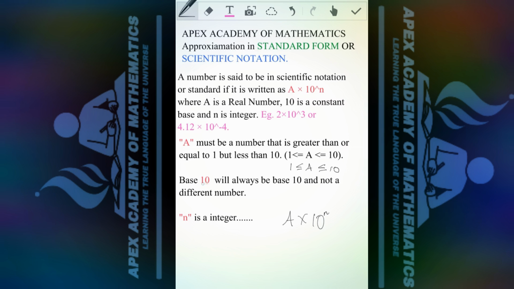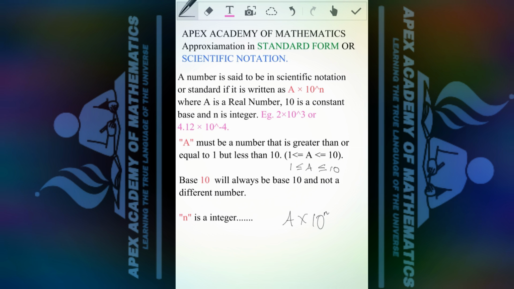All right, and here base 10 will always be base 10 and not a different number, not times 9, not times 8, not times 5, always will be times 10. n is an integer. Please, of course, as I mentioned before, check the video out for what an integer is.